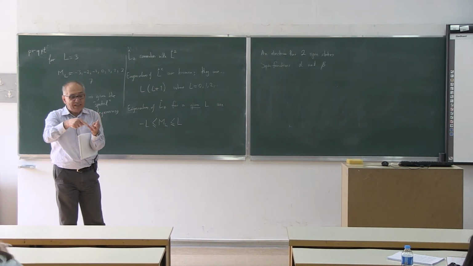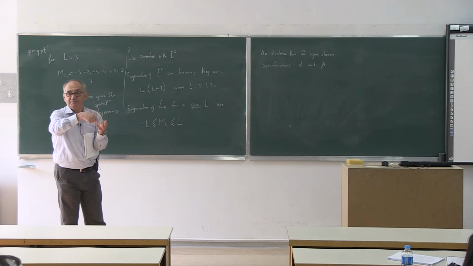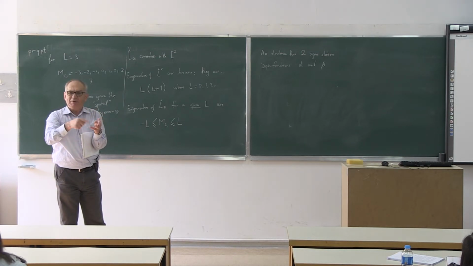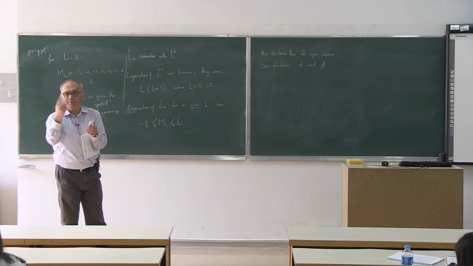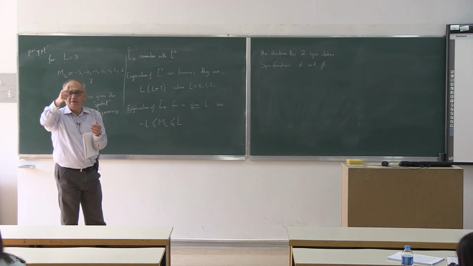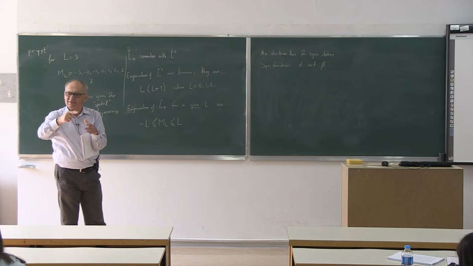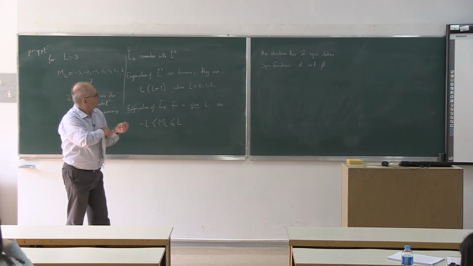Spin variable is independent of the space variables. Spin variable has just 2 values. One value describes upspin, the other value describes downspin. All right? So in that sense it is a discrete variable, but the space variables are continuous variables, if we take x, y, z as the space variables.